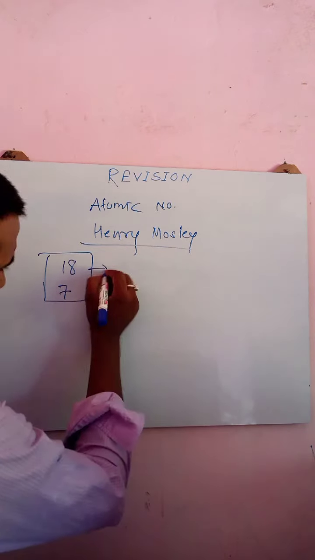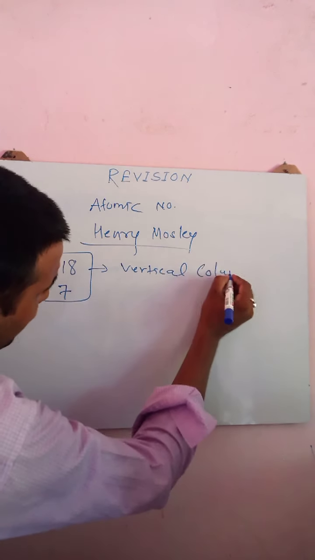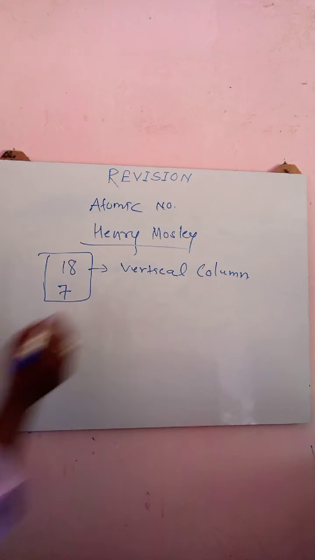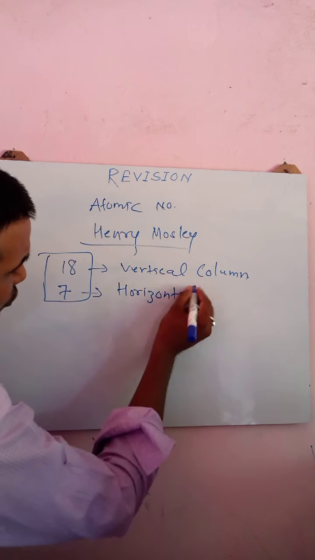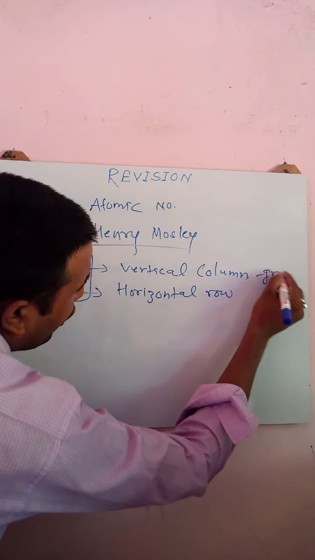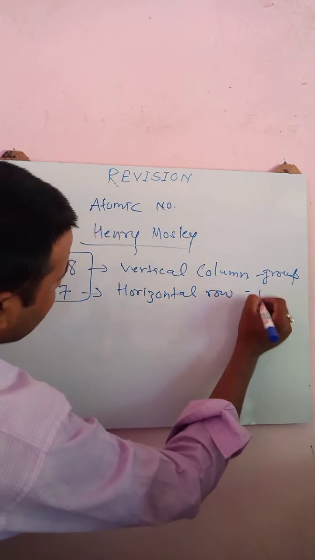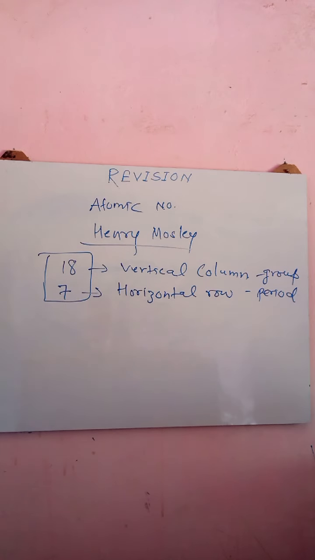We all know group means vertical column present in the periodic table, while period means horizontal row. So a total of 7 horizontal rows and 18 vertical columns are present in the periodic table. Right? Vertical columns are known as groups and horizontal rows are known as periods. Right? I hope you people are understanding.